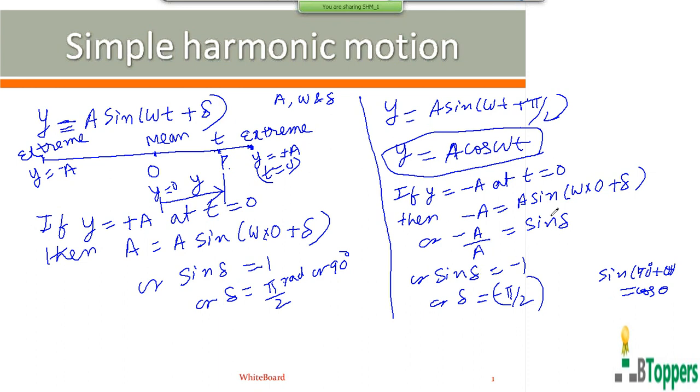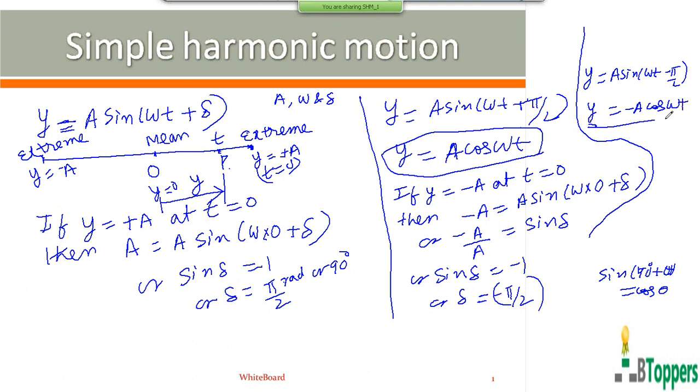You take delta minus pi by 2, you can write it as y equal to a sine omega t minus pi by 2. That will be minus a cos omega t. That means if the particle performing any SHM is initially at the negative extreme position, then displacement y from mean position at time t is given by y equal to minus a cos omega t. Of course, you can arrive at these conclusions even by starting from the other equation which I mentioned earlier.